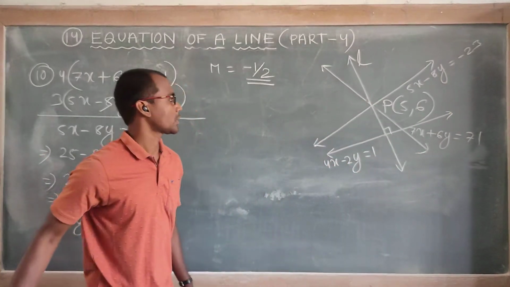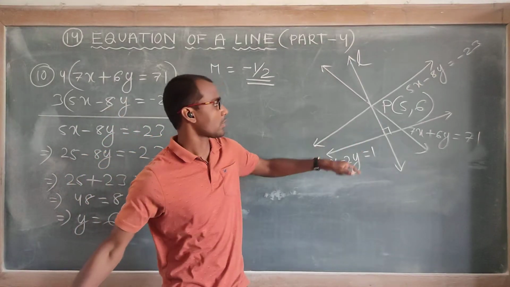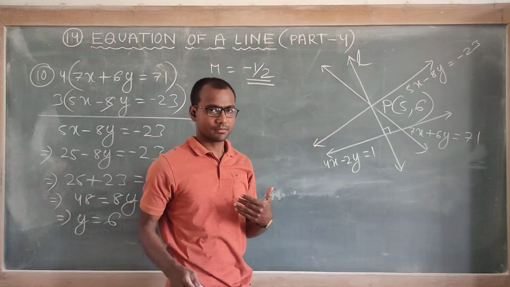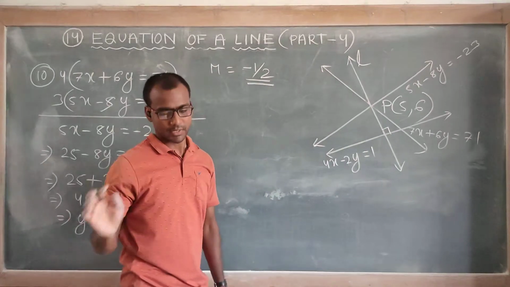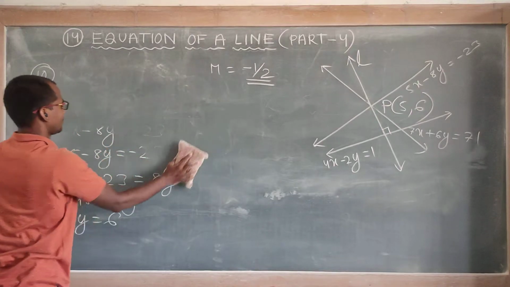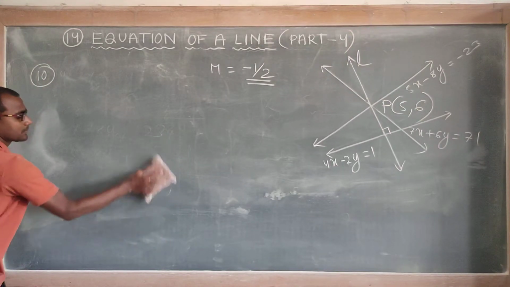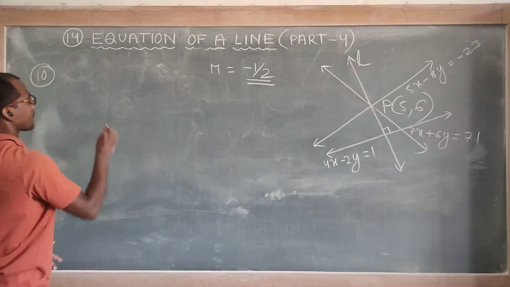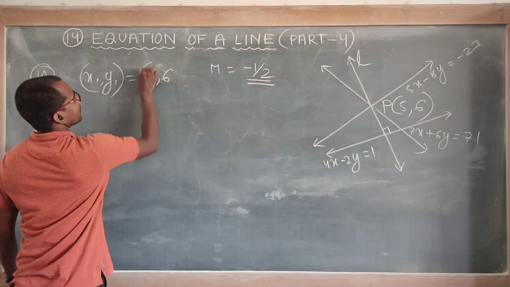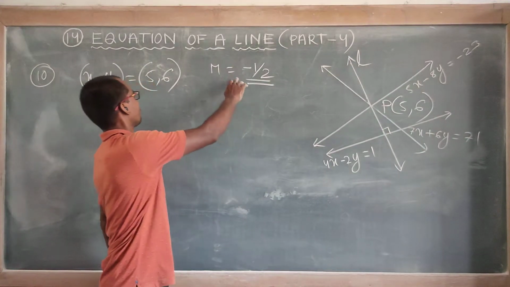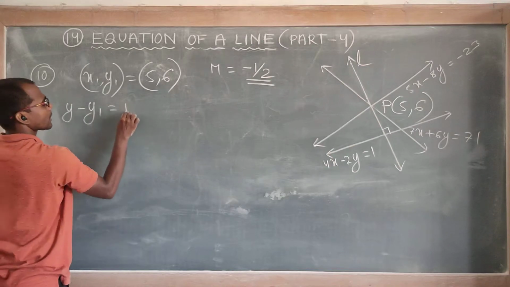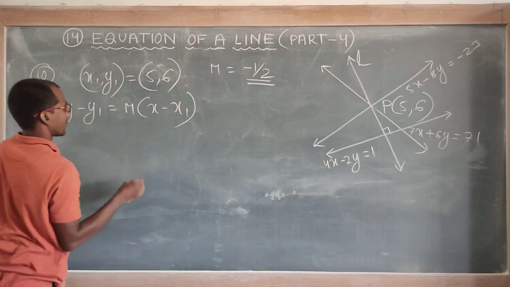So successfully we have got the coordinates of point P, which is the point of intersection of the two lines, and also the line which is our target passes through the point P. So we have got the coordinates. Now we can take it as x1 y1, which is equal to 5 comma 6. So here we have slope, we have 1 point. We can use slope point formula. Y minus y1 is equal to m into x minus x1.